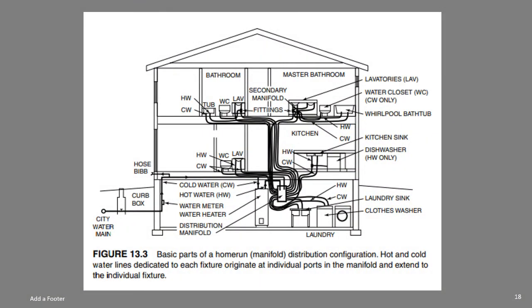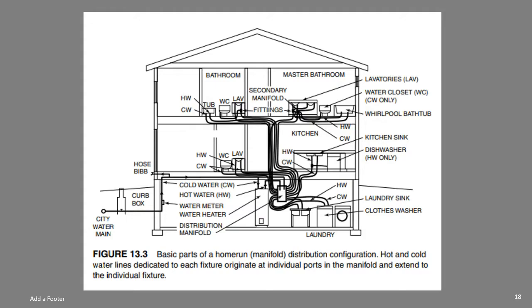So here is an image that shows the home run or manifold distribution configuration. So kada fixture ay may specific piping na nakakabit sa manifold. As you can see, parang mas matrabaho to kaysa sa rigid pipe distribution configuration. At hindi rin to practical sa pang-malakihang building. Pero dito nga ay hindi na kailangan ng mga elbow or tees kasi flexible na sila. Almost the same lang sa process sa rigid pipe.